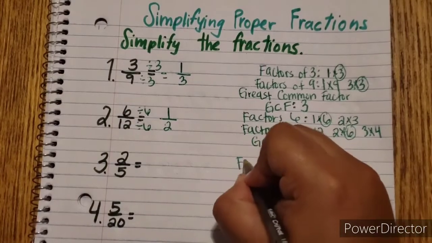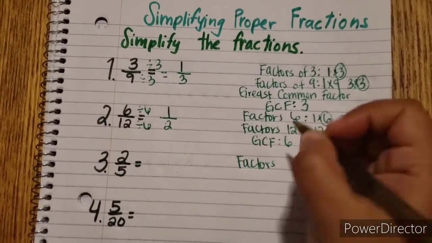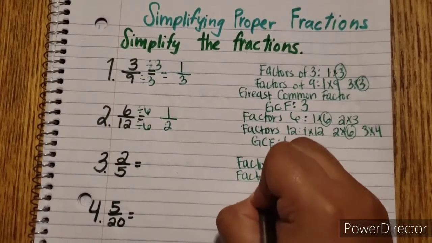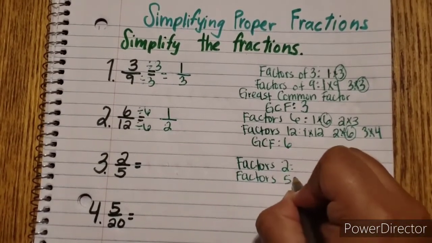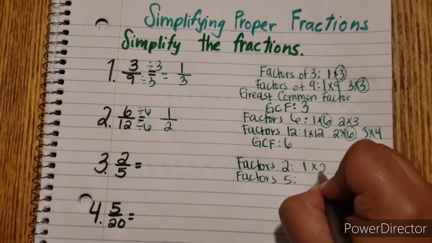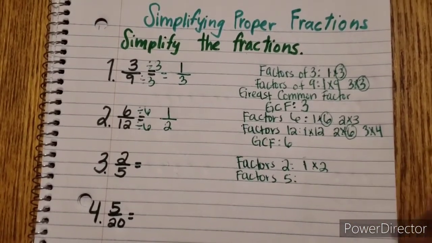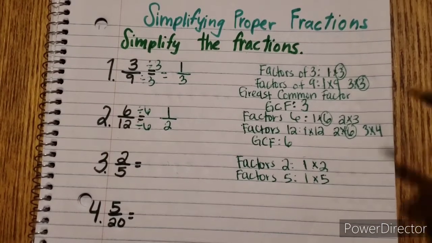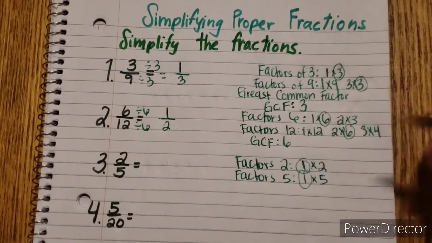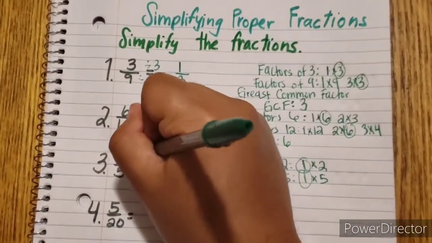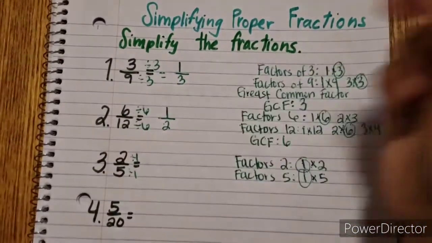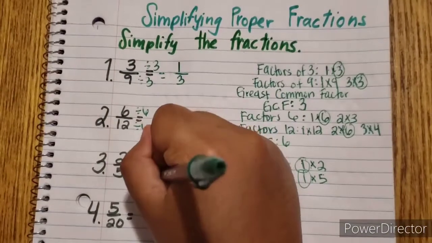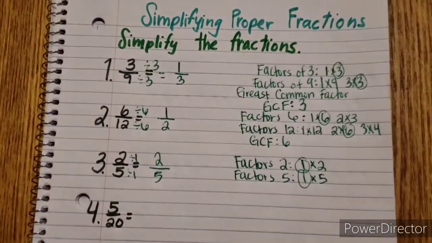So again, we need factors of 2 and the factors of 5. For 2, we have 1 times 2, and that would be it. For 5, we have 1 times 5, and that would be it. So the common factor would be 1. But anything divided by 1 would be the same number. So 2 divided by 1 would be 2, and 5 divided by 1 would be 5. So this would stay the same. Let's go on to the next one.